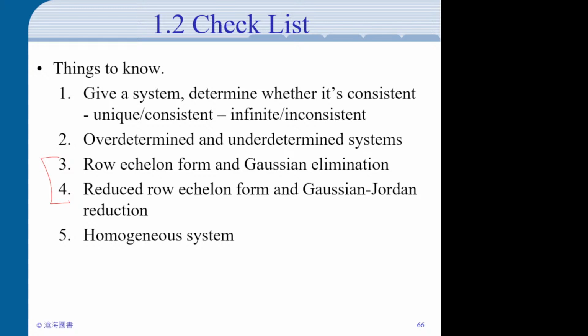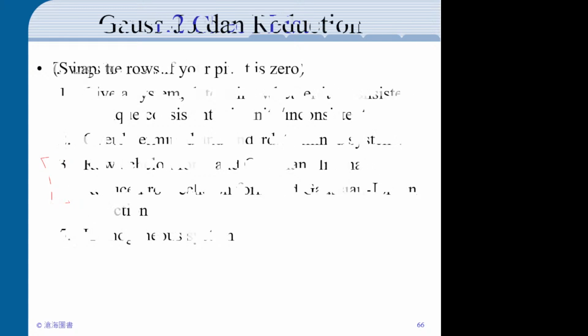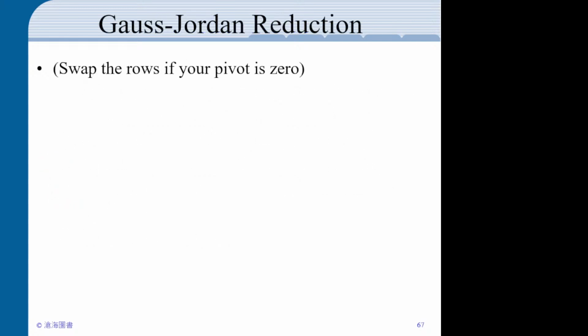Then we say that if we get reduced row echelon form, then it's very easy to read the answers to your linear system. And I guess we didn't write down a pseudocode for Gaussian-Jordan reduction. So let's try to write and maybe as a review, try to write them down here. Okay. So Gaussian-Jordan reduction, there are 3 steps.